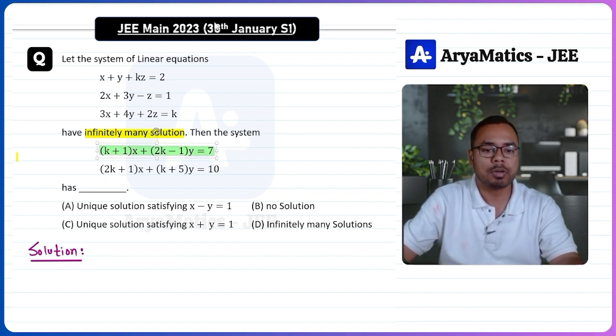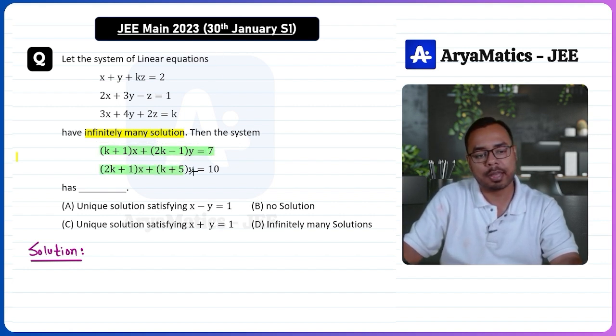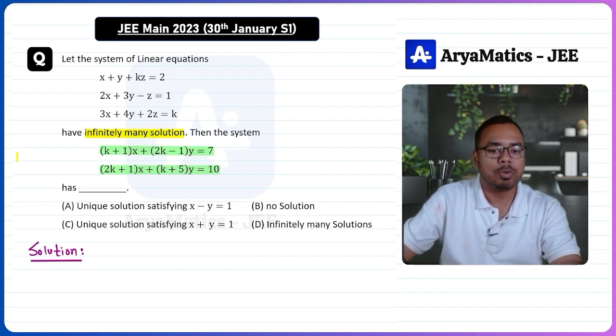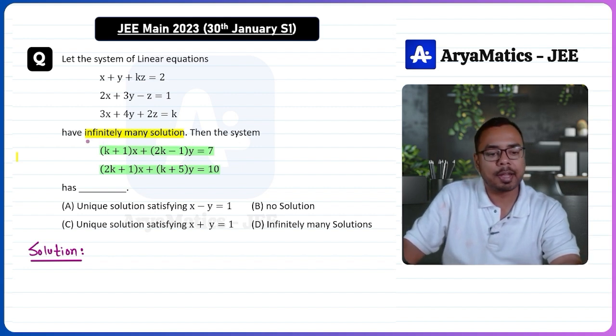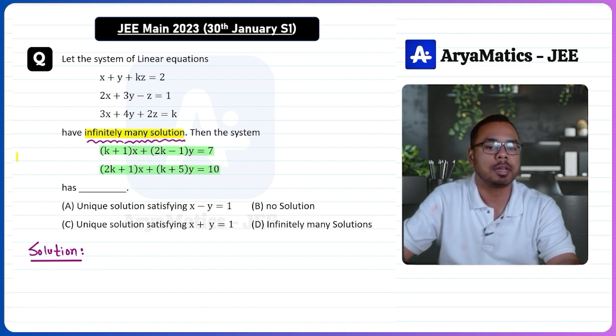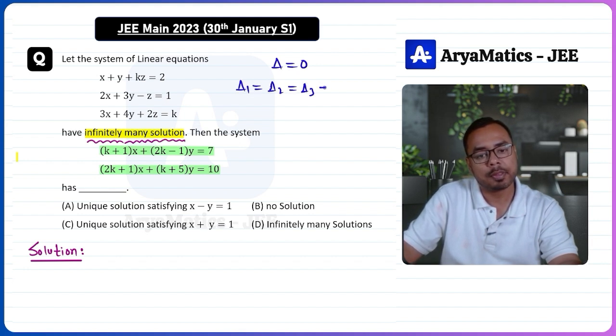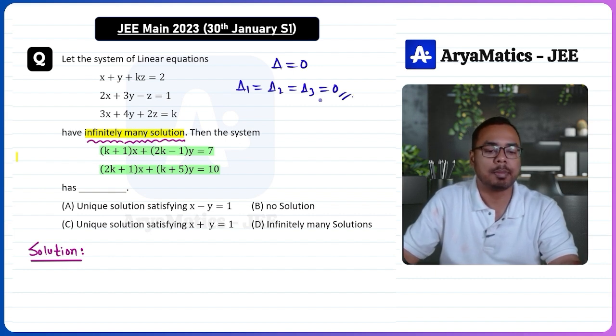And we have to comment about this system of linear equations, whether it will have a unique solution, no solution, or an infinite number of solutions, right? And also for unique solution, there are two different cases. Now, we know that for infinitely many solutions, if we have a system of three equations, three unknowns, then the condition is that the determinant of the coefficient matrix, delta, is 0, and then delta 1, delta 2, and delta 3 are also 0, right? This is the condition for infinitely many solutions.